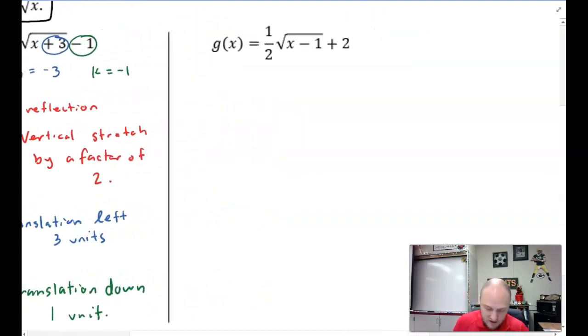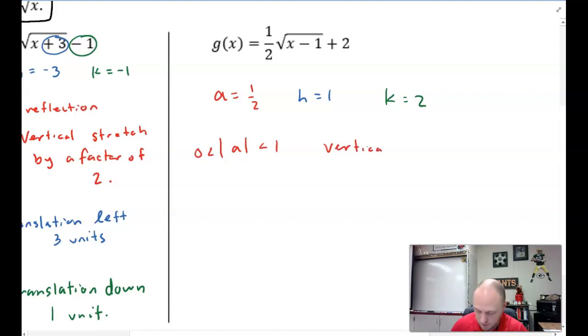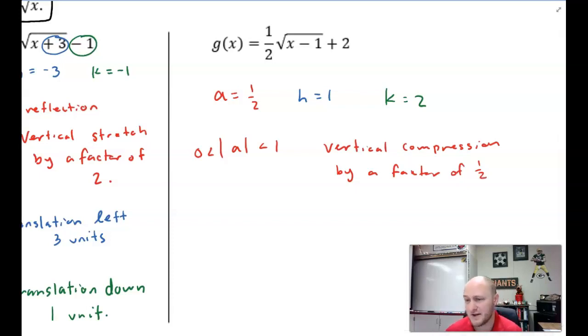Example number 2. Here I have an a value that is 1/2, an h value that is 1, and a k value that is 2. So what are the effects? Since the absolute value of a is between 0 and 1, this is vertical compression by a factor of 1/2. No reflection, it's not negative.